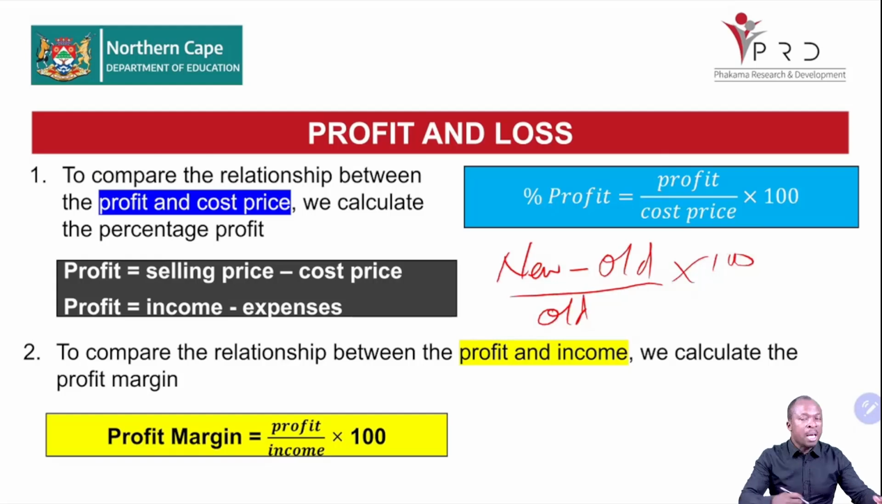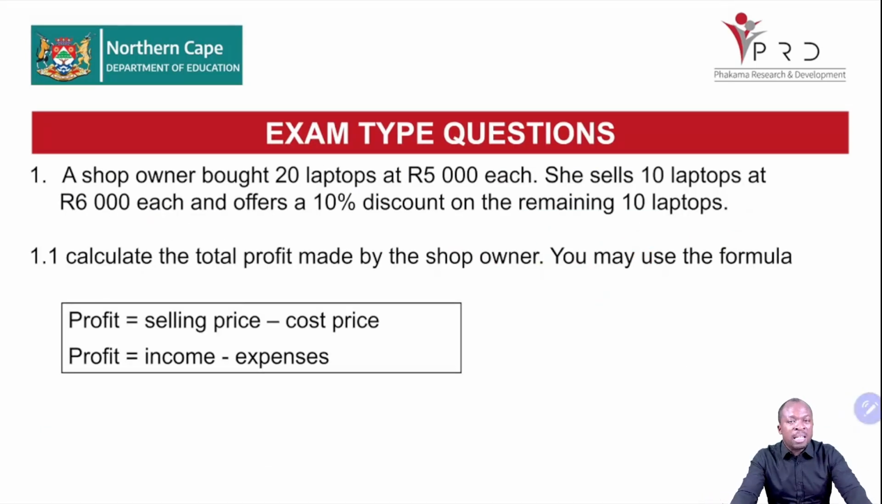All right, so they are not going to spell everything out for you, but let's look at that in terms of exam questions. A shop owner bought 20 laptops at 5,000 rand each. She sells 10 laptops at 6,000 each. How many laptops did they buy? 20. They managed to sell 10 at a price of 6,000 rand each. Then she offers a 10% discount on the remaining 10. So let's read again. How many laptops? 20. How many were sold at 6,000? 10 of them. The other 10, did they sell them at 6,000? No. They sold them at a discounted price of 10%.